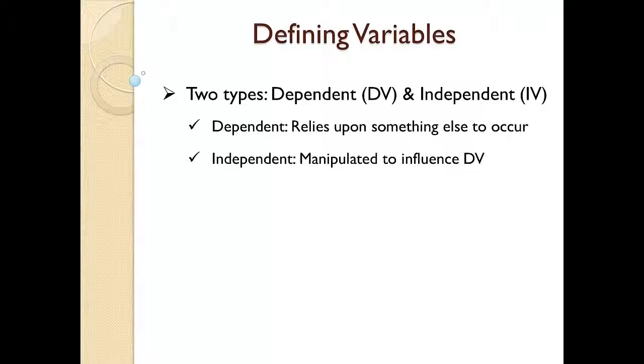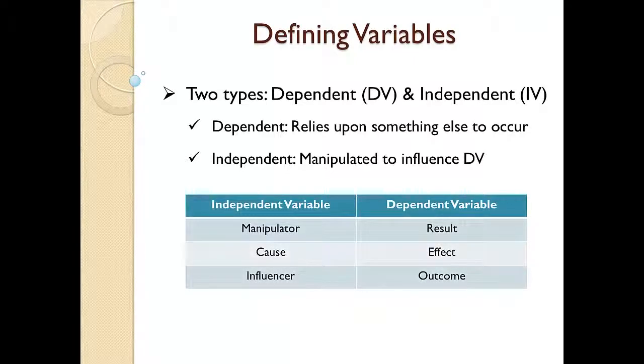Okay, that's one way to look at these two types of variables, but let me see if I can offer some other ways to distinguish the differences between the two. I already mentioned the manipulator-result relationship between independent and dependent variables. Other ways of viewing this relationship include viewing the independent variable as the cause and the dependent variable as the effect, or the independent variable being the influencer and the dependent variable being the outcome.